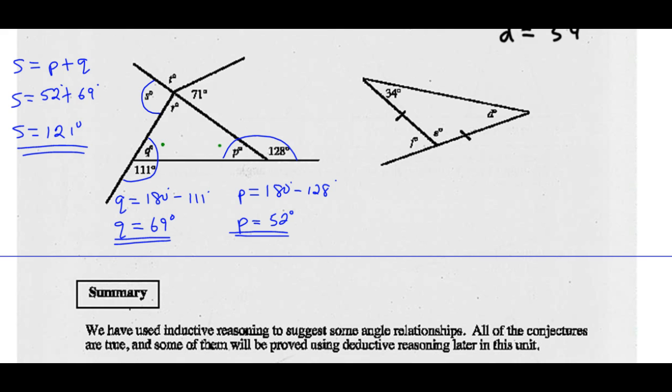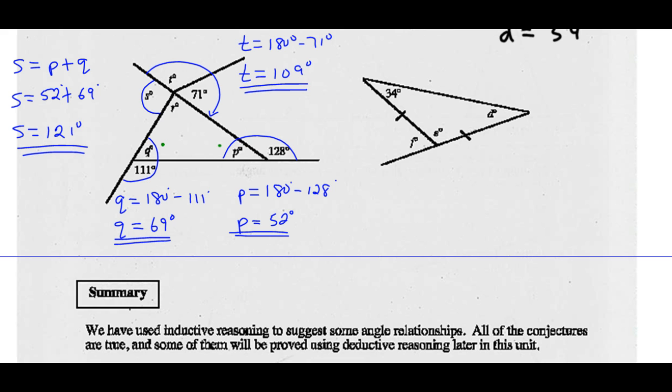What do we have left? Angle T. Again, this is along a straight line. So I know that angle T should equal 180 minus 71. So T should equal 180 degrees minus 71 degrees. So angle T should be 109 degrees.